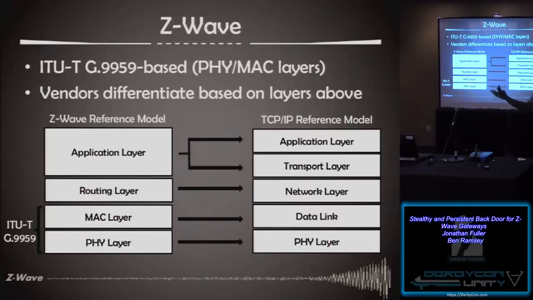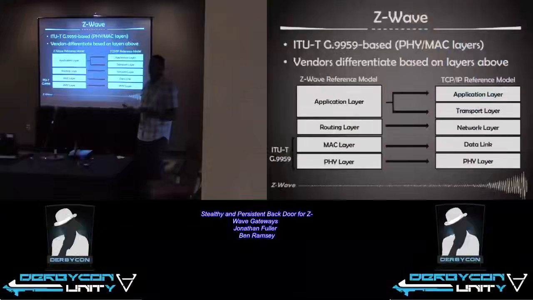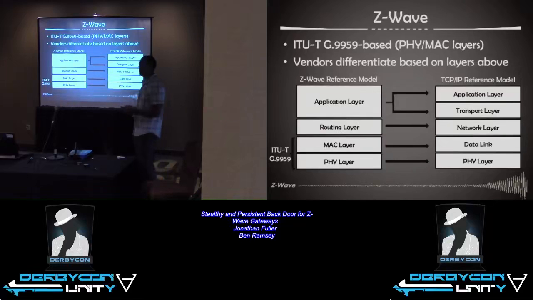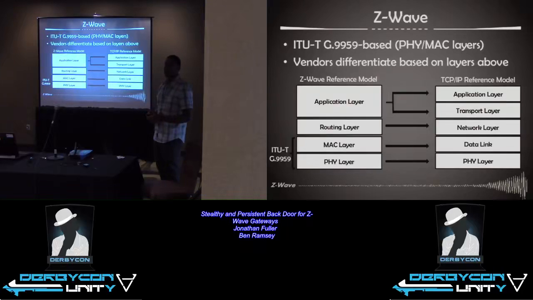Depending on the country that the Z-Wave protocol is being used in, the frequencies will vary. Specifically in the US, it's 908.4. In Europe, it's, I believe, 860. So it just varies depending on region. This is a snapshot of the Z-Wave reference model with respect to the TCP/IP reference model. So the vendors differentiate based on the application layer and the routing layer, but all of them are based on the PHY and MAC ITU-T G.9959 specification.